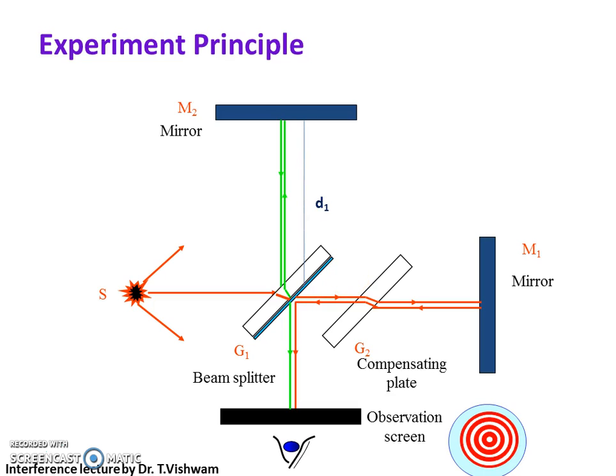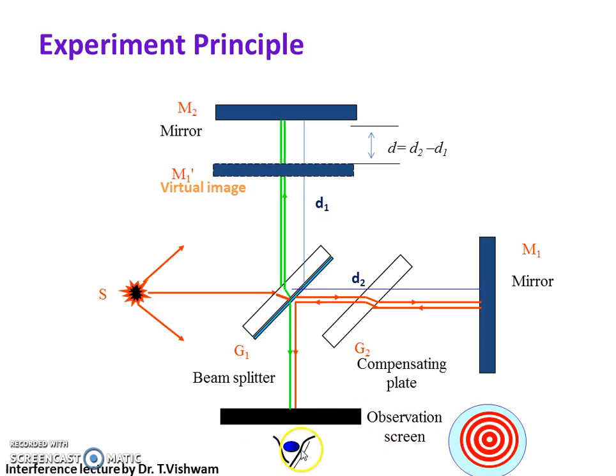So let us look at this. The separation distance between the beam splitter and the mirror is d1, and the other one is d2. When observing from here, you are able to see only the mirror M1, or you can see only mirror M2. Apart from that, we are able to see the virtual image of M1 in front of M2. This is the virtual image. The separation between this virtual image and the mirror M2 appears like a parallel film separated by a distance d. That d is equal to the difference d2 minus d1.